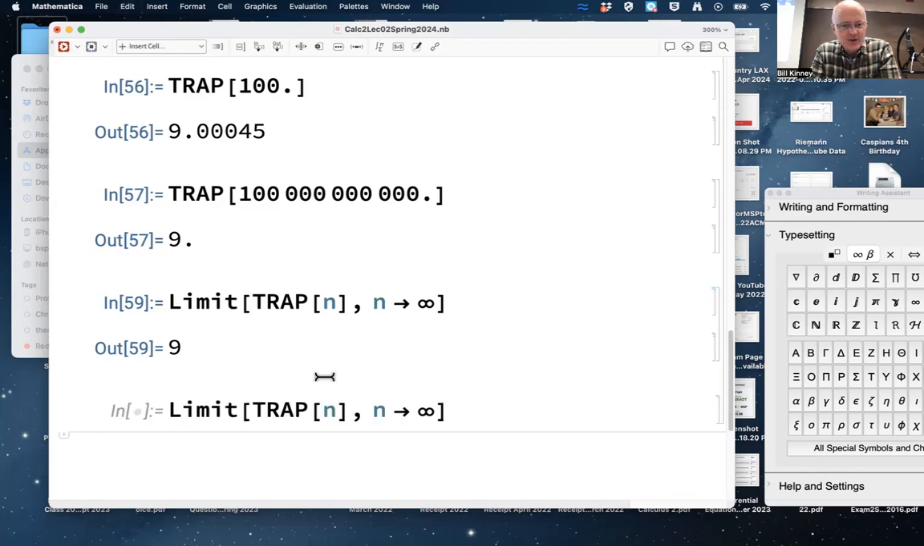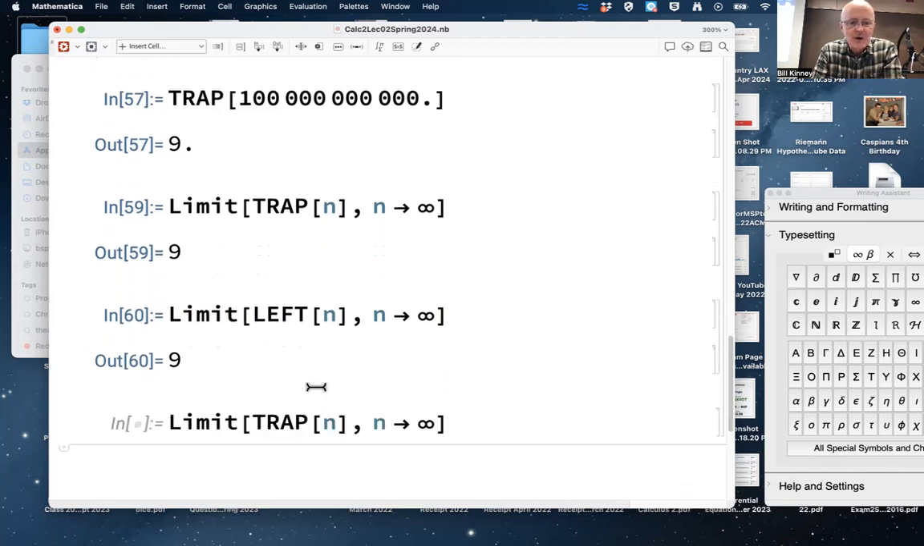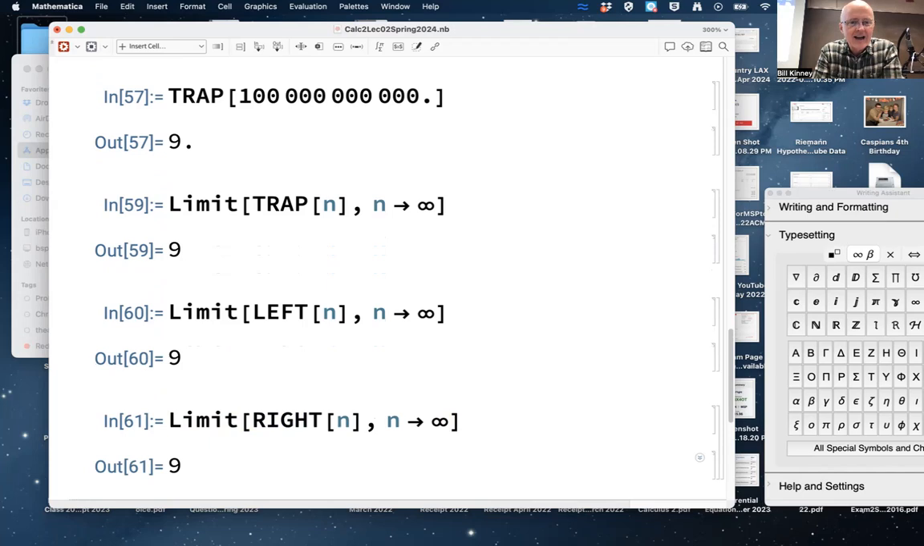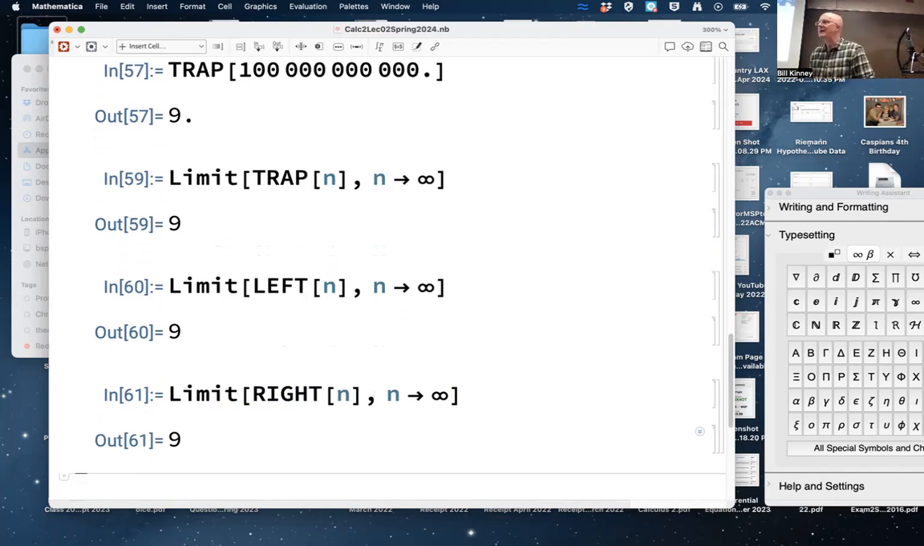Does that work with just the trap? Does it work with left? Yeah. Does it work with right? Yeah. For any value of n, those things are not equal for any fixed value of n, but in the limit as n goes to infinity, you get the same limit.